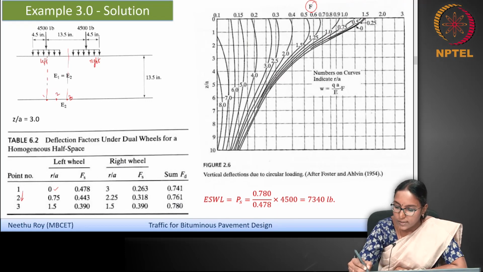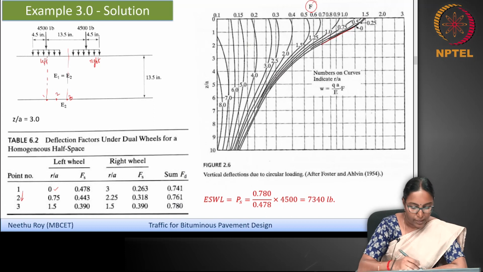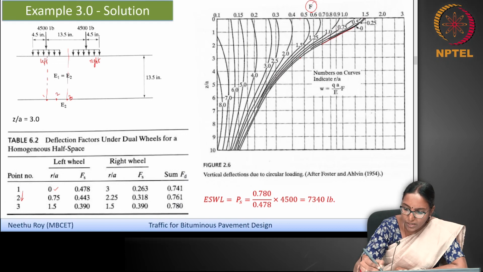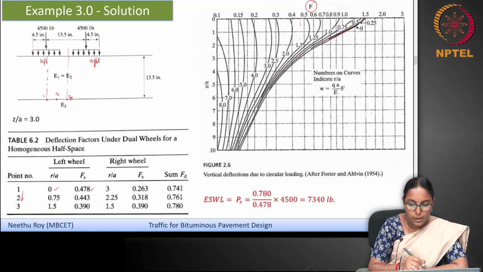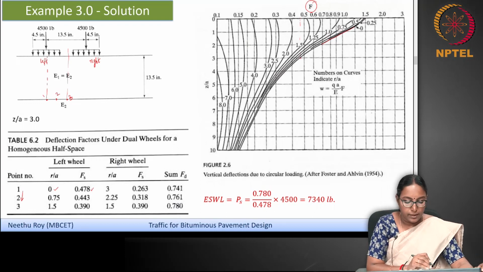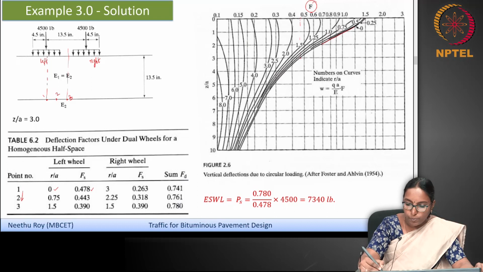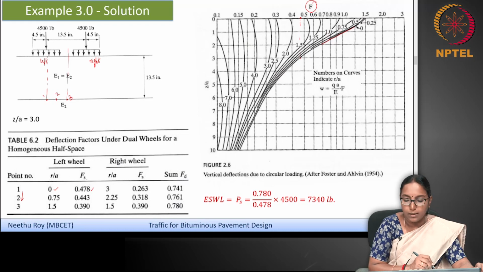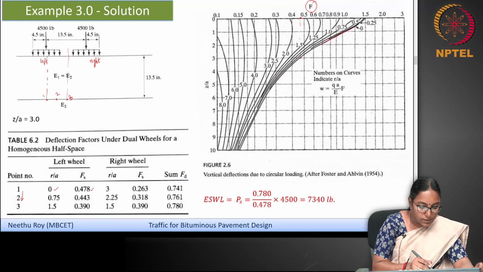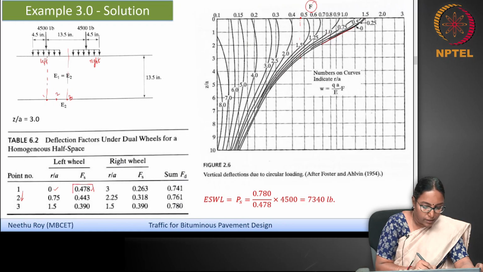This is the R by A of 0 plot and Z by A of 3. It will come somewhere around here, which may be close to 0.48 as I said. Since this is noted from computer analysis or using Kenlayer software, it is written as 0.478. You can note whatever you read from this chart. So, 0.48 or 0.478 is the deflection factor. This is the case of a single wheel load. Now, you have the dual wheel load.